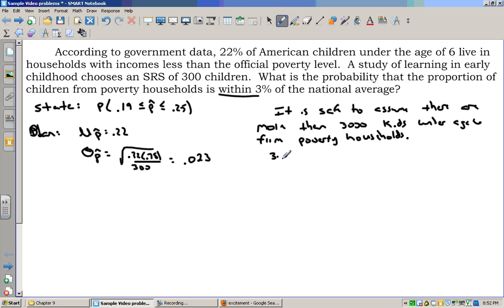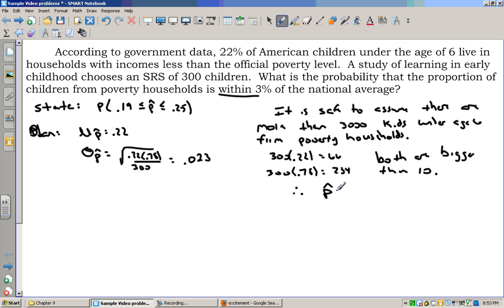Okay, so then we can test np. So it's going to be 300 times p, which is 0.22, and that's equal to 66. And we can do 300 times 1 minus p, which is 0.78, and that's 234. Both are bigger than 10. Therefore, we can say that p hat is approximately normally distributed with a mean of 0.22 and a standard deviation of 0.023.